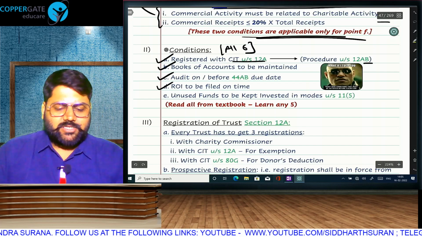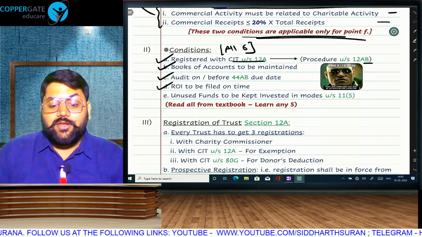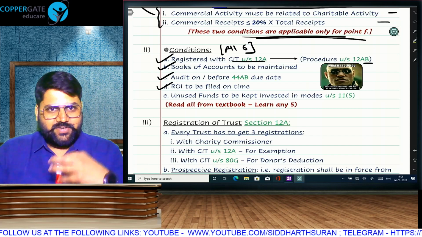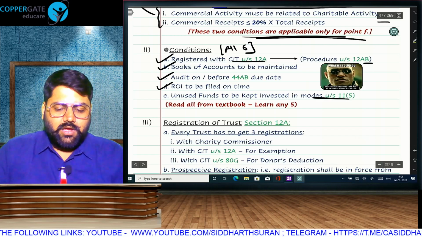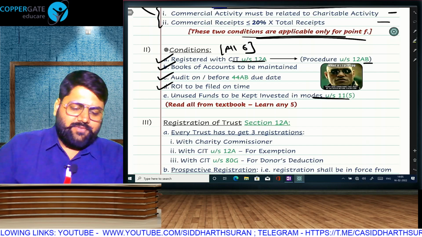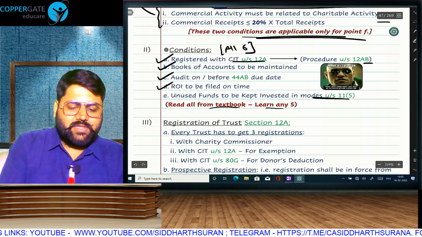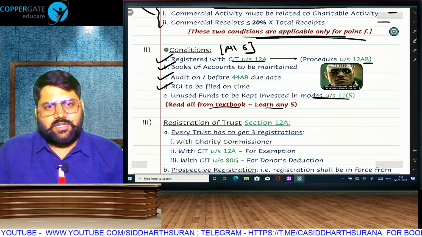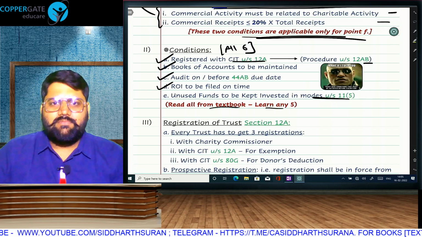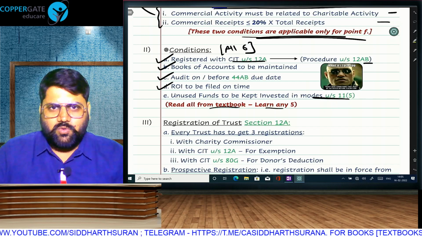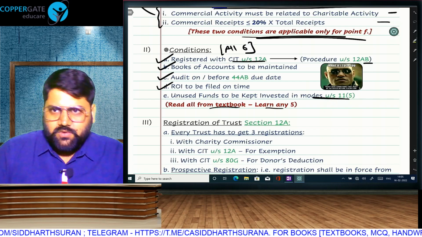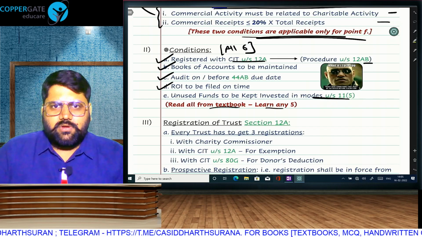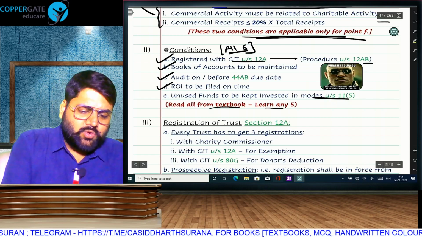Your return of income has to be filed on time, and your unused funds, the income that you have received but not yet spent, should be kept invested in the modes given under section 11(5), where in the main textbook you can read all of them and learn any 5. So register, books of accounts, audit, ROI on time, and unused funds should be kept in the modes given under section 11(5). If you fulfill these conditions, then only you are going to be eligible for your exemption, and these are applicable to all 6.